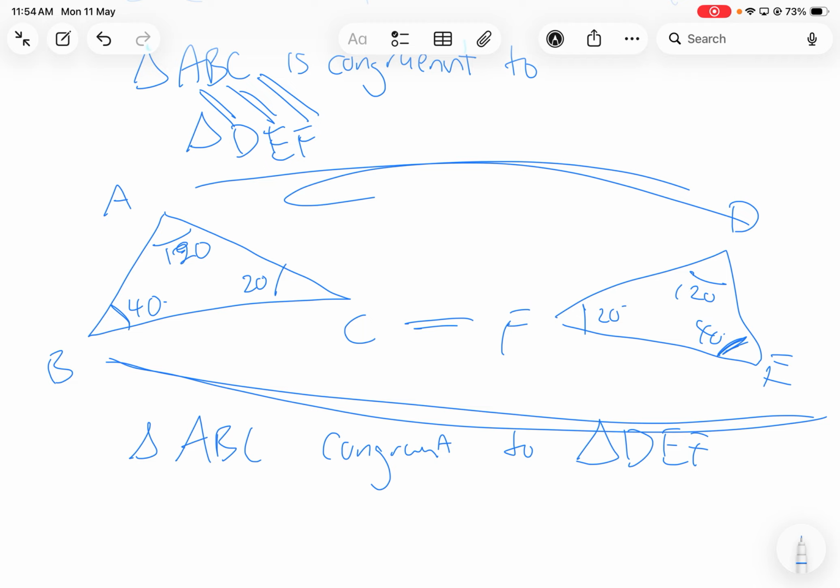When it is congruent, the sides are the same. Meaning, this side is the same length as this side. This side has the same length as this side. This side has the same length as this side. The corresponding sides will be the same length because they are congruent. Okay? Okay. Compare these to similar.